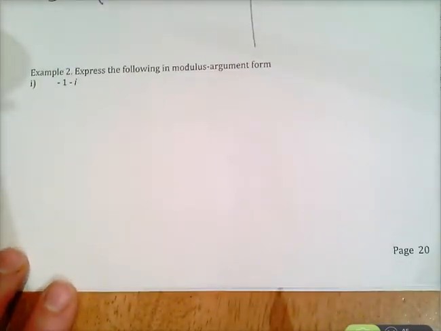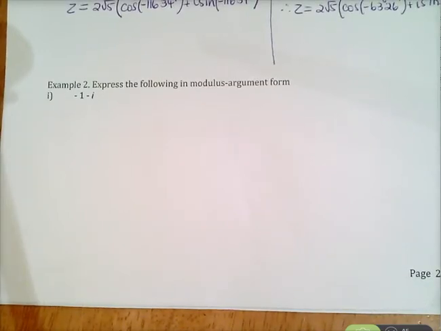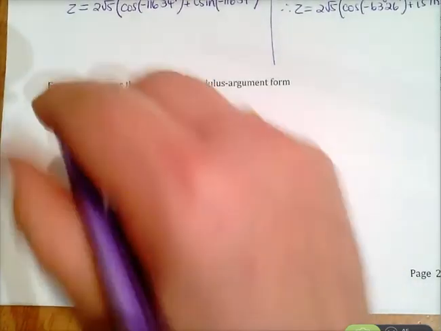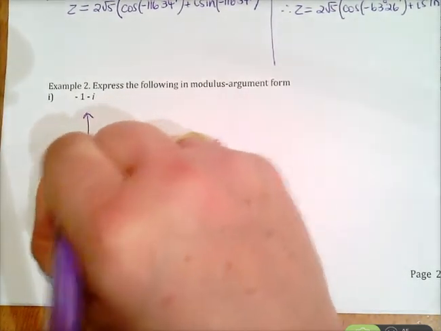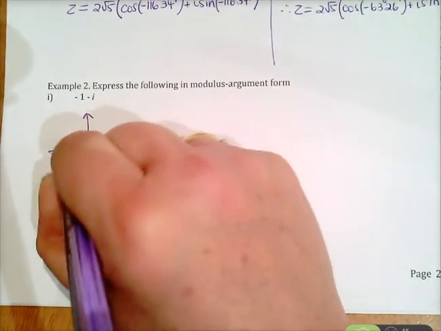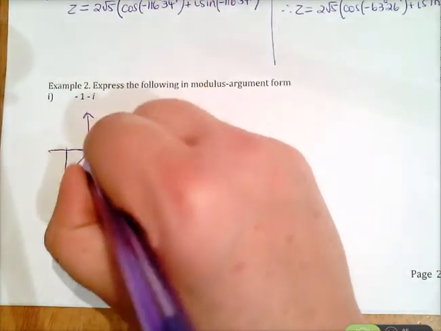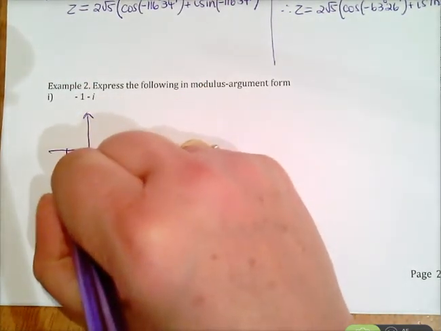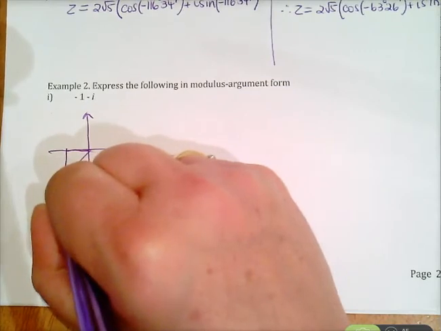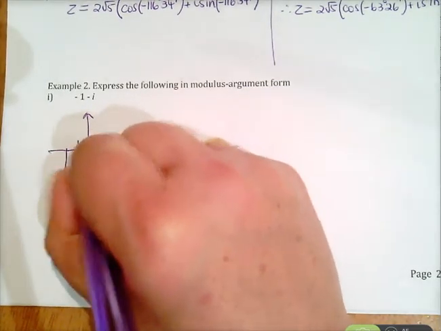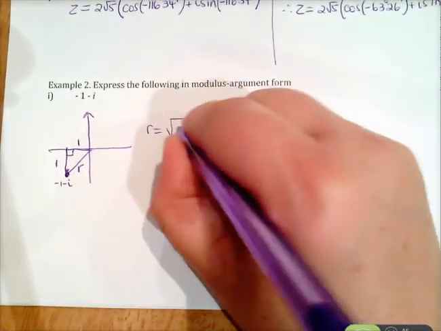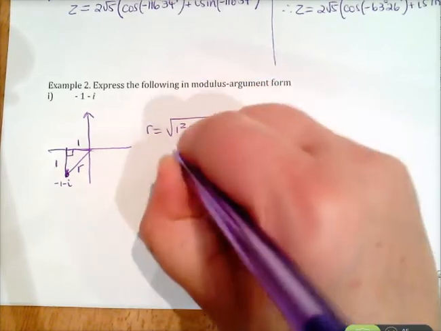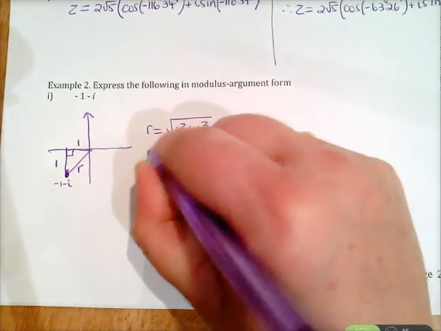So, example 2, express the following in modulus argument form, negative 1 minus i. You have to draw it first, otherwise you can't do these questions. So negative 1 minus i is down here. This point here is negative 1 minus i. In the right angle triangle, that's 1 unit and 1 unit. Right angle there, this is r. Remember, r is the square root of 1 squared plus 1 squared, which is the square root of 2.